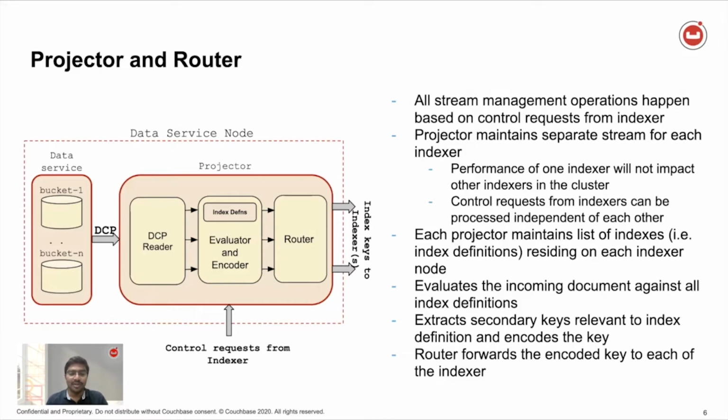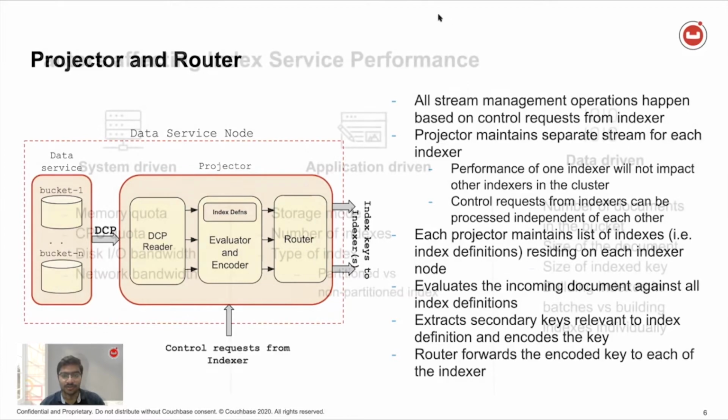Because of this, only the information that is relevant to the indexes on the indexer node is sent from projector to indexer, and the network bandwidth can be saved significantly by this scheme. The router component within projector takes care of forwarding this payload to all the indexer nodes in the cluster.